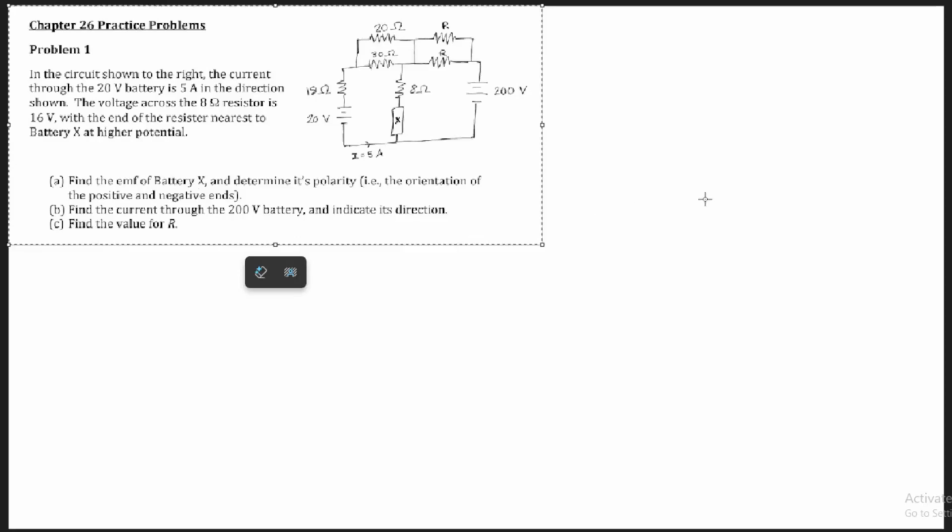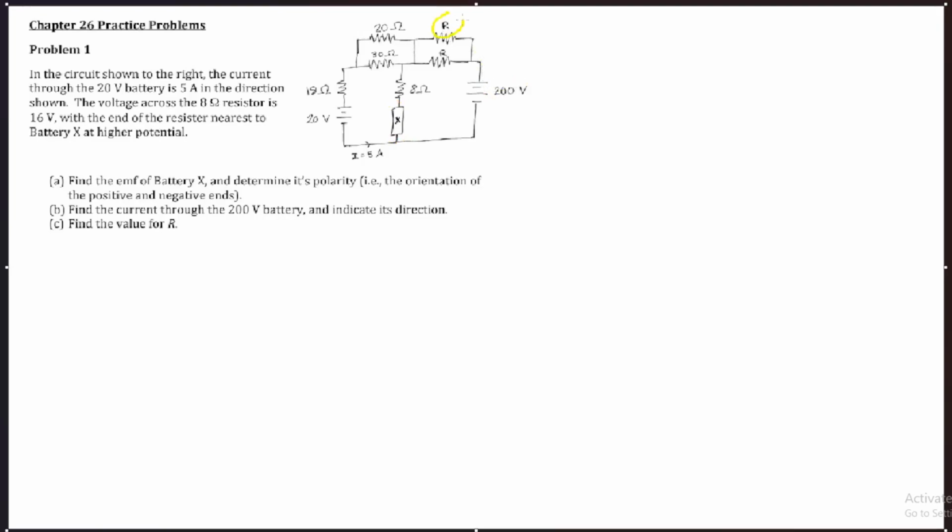Hello, guys. This is chapter 26. It's basically asking us to find the EMF of battery X and determine its polarity, to find the current through this 200 volt battery, and then to find the value of R. So we find X, the voltage, the current, and then the resistor value. Okay, perfect. So we're just going to focus on A right now.